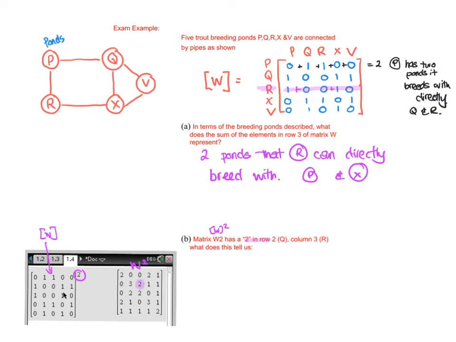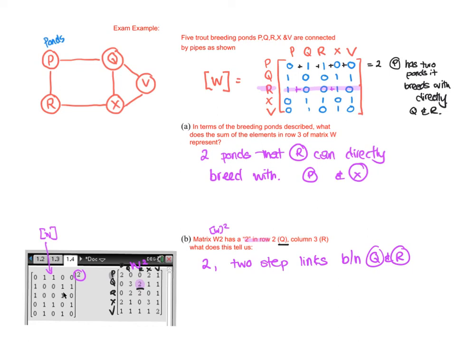If you remember, this is P, Q, R, X, and V, and P, Q, R, X, and V. So we can see that we've got Q and R. It says 2. What does that tell us? That tells us that there are 2 two-step links between Q and R. And you might want to show them.